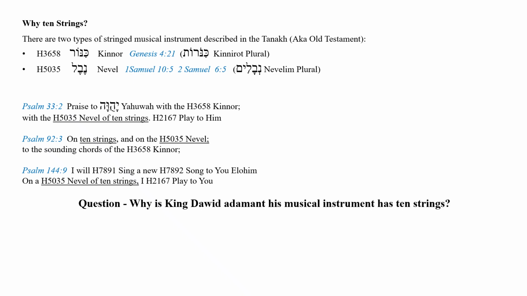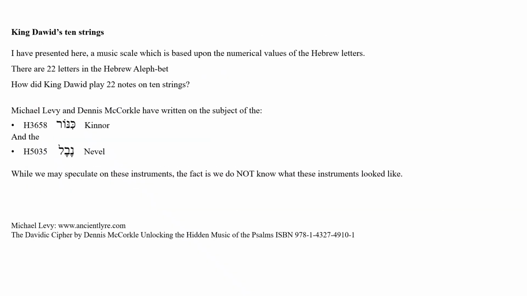Question. Why is King Dawid adamant his musical instrument has 10 strings? I have presented here a music scale which is based upon the numeric values of the Hebrew letters. There are 22 letters in the Hebrew Aleph-bet. How did King Dawid play 22 notes on a 10-string musical instrument?